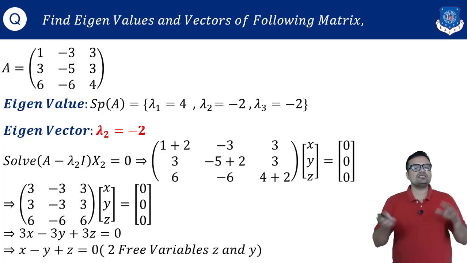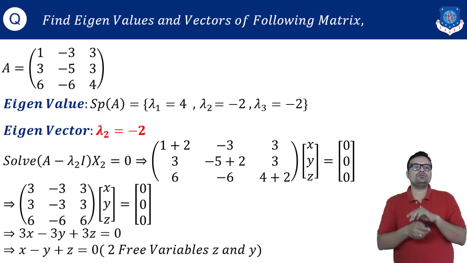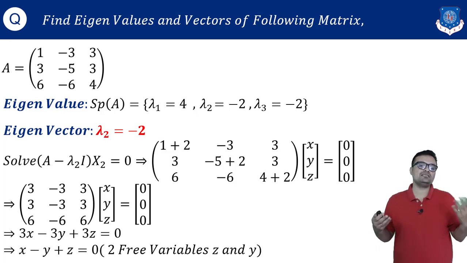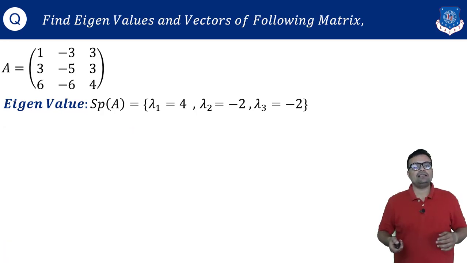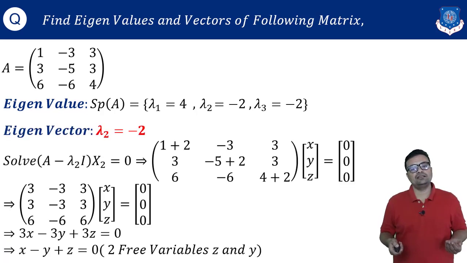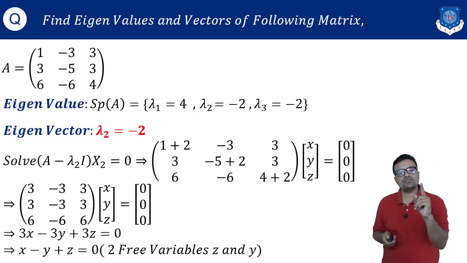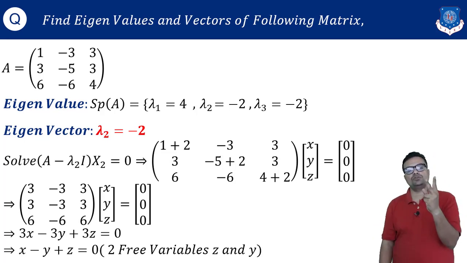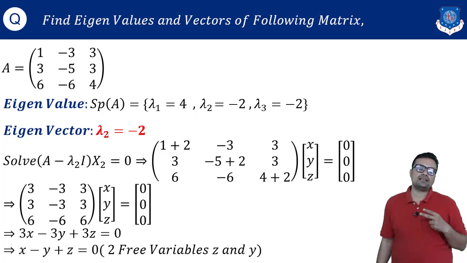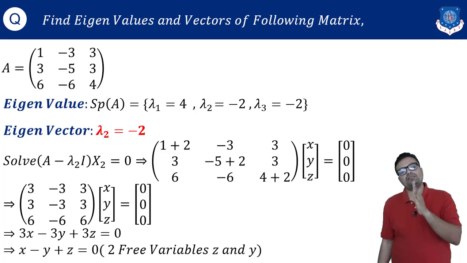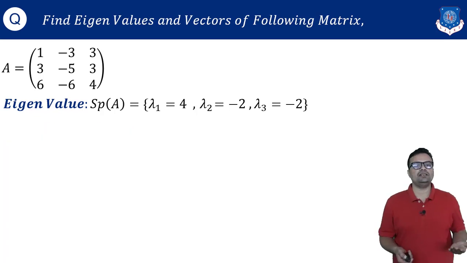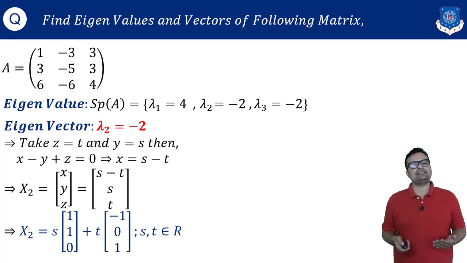So in that case, you just pick any one row and convert it into an equation. I am selecting the first row. So it is 3x minus 3y plus 3z, and the answer is 0. Therefore, we have one equation and 3 unknowns. So the degree of freedom itself is 2. That means we need to take 2 free variables. And as I suggested, always select free variables from the last variables. So I will take z and y as free variables. Suppose I take z equal to t and y equal to s.